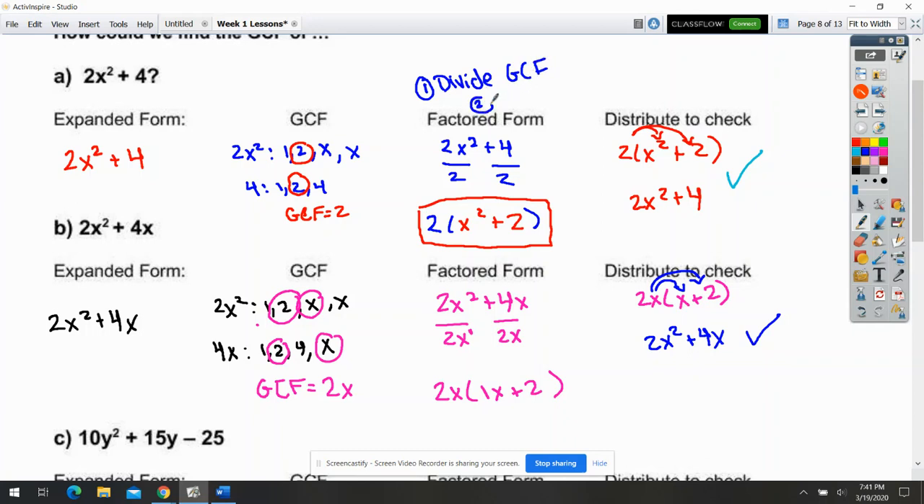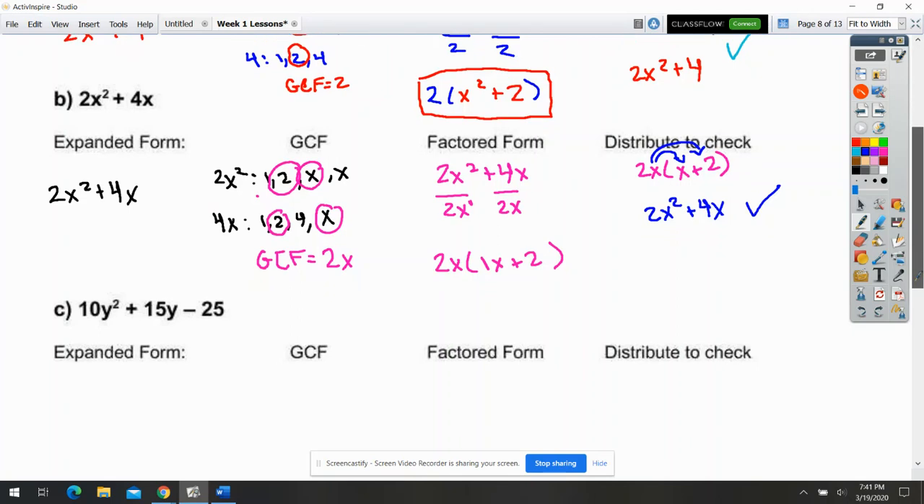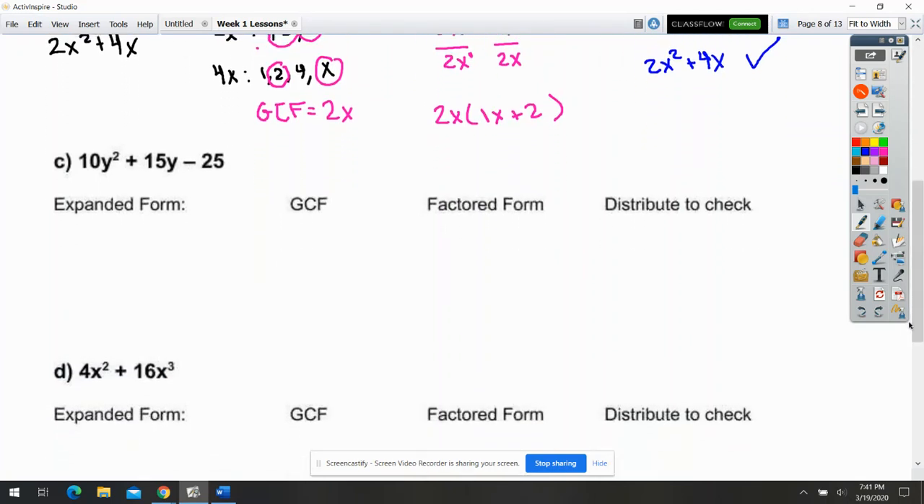And second, you write the GCF on the outside of the parentheses when you divide. Okay. All right. So here, we have a trinomial. We have three terms. So the expanded form is 10y squared plus 15y minus 25. So the GCF. So now we have three terms to go through.